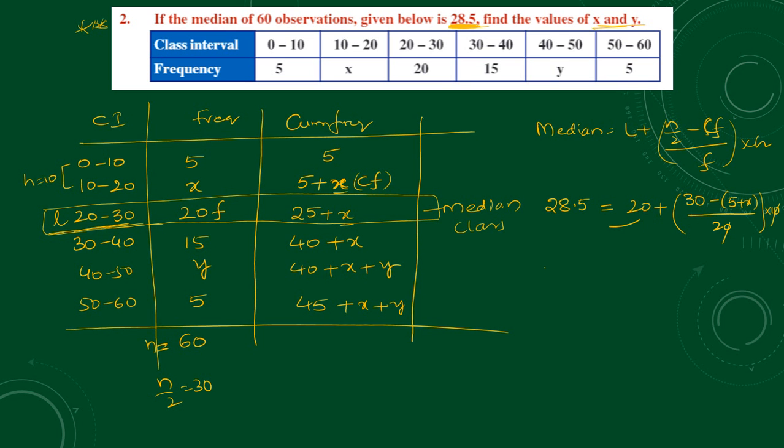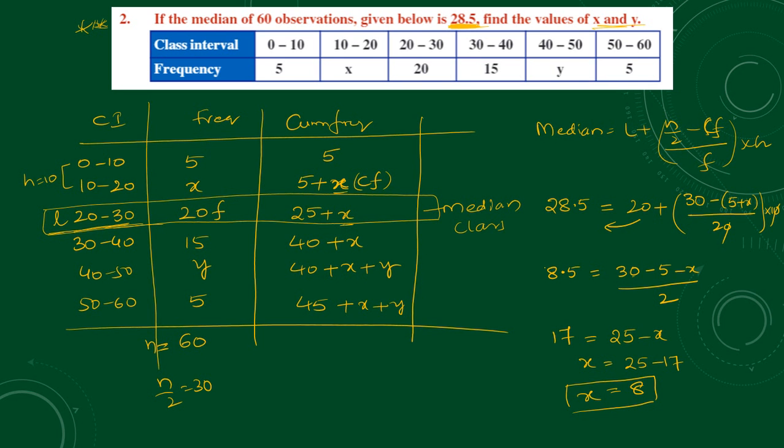Next, when I transpose this 20 to this side, this becomes 8.5 is equal to, what I am left with here? 30 minus 5 minus X, divided by 2, right? So when I cross multiply, this becomes 17. So 17 is equal to 30 minus 5, which is 25, minus X. When I transpose this X to the other side, X is equal to 25 minus 17. So X is equal to 8. So the value of X, we got it as 8.